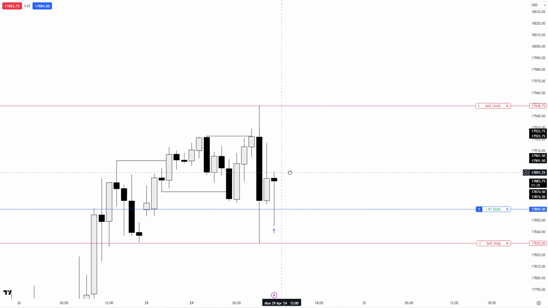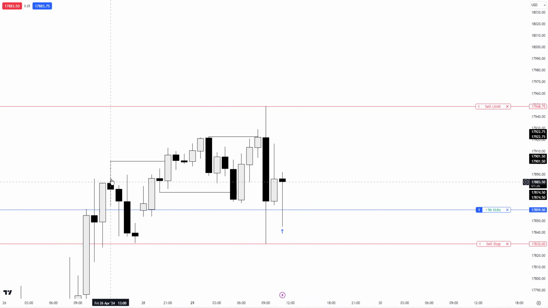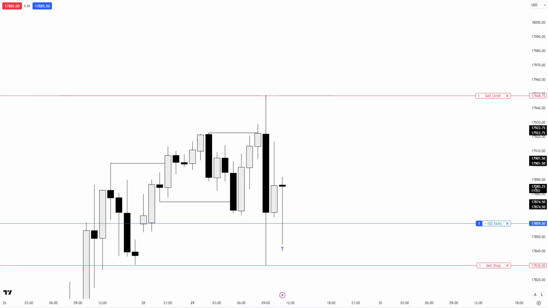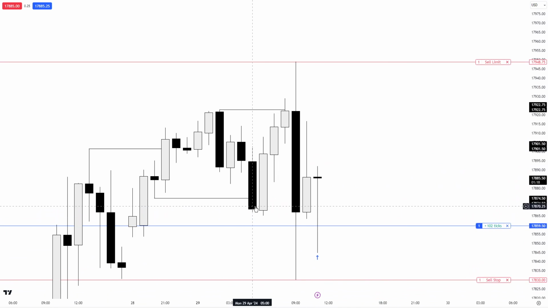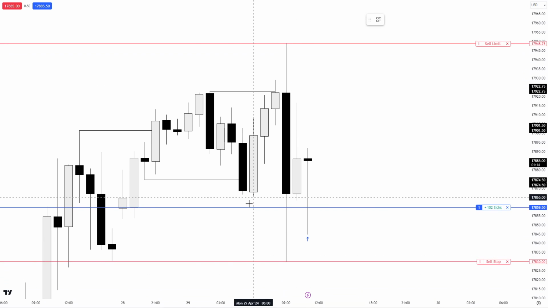Since I have identified that price is in seek and destroy, which is, again, just attacking buy stops. It's going above old highs. Then it's repricing back to the sell stops. Once it takes out sell stops, what is it doing? It's repricing back to buy stops. Buy stops, back to sell stops. So that's all we're doing right now.